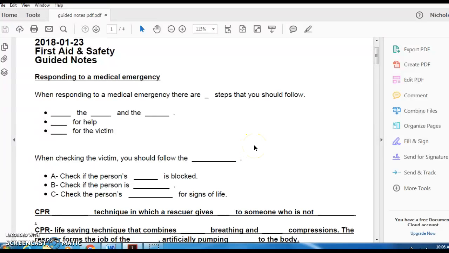The acronym here, A stands for airway, so we're going to check if the person's airway is blocked, seeing if there's any object or something like that that is obstructing the airway. B will be checking if the person is breathing. You should be able to see if their chest is rising. Sometimes you can put your hand right above their mouth or nose and see if there's air that way. And then C, checking the person's circulation for signs of life.